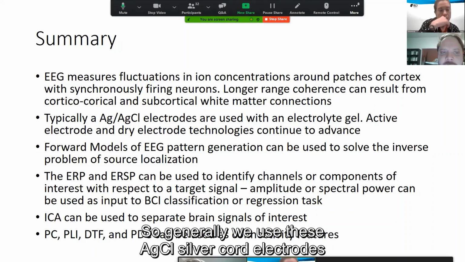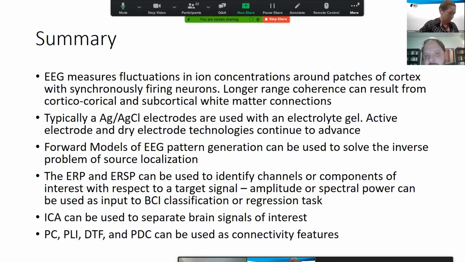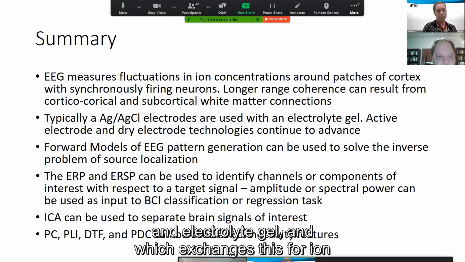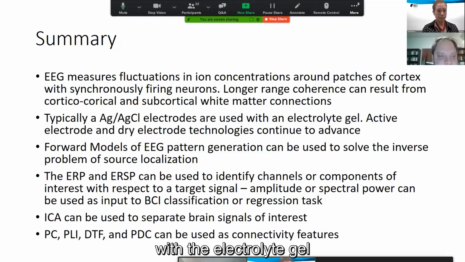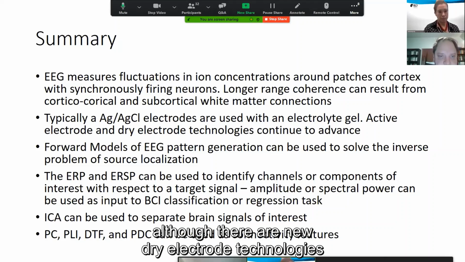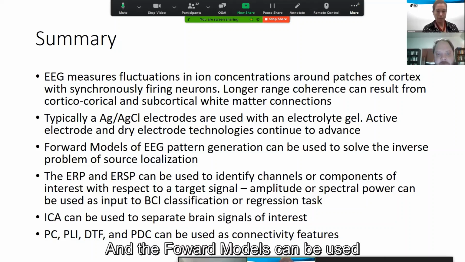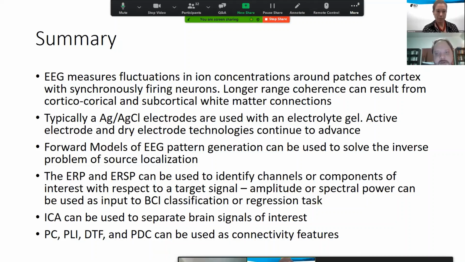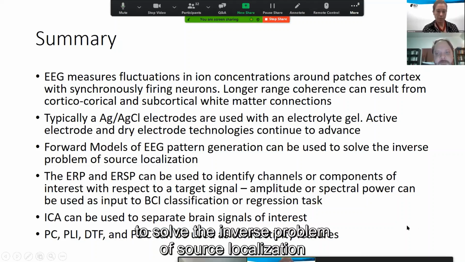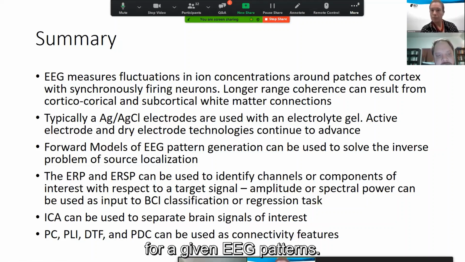Generally, we use silver chloride electrodes and electrolyte gel, which exchanges the silver ion with the electrolyte gel, although there are new dry electrode technologies being advanced all the time. And the forward models can be used to solve the inverse problem of source localization for given EEG patterns.